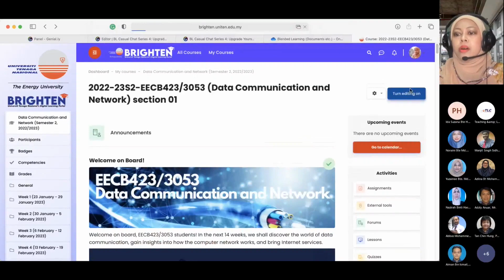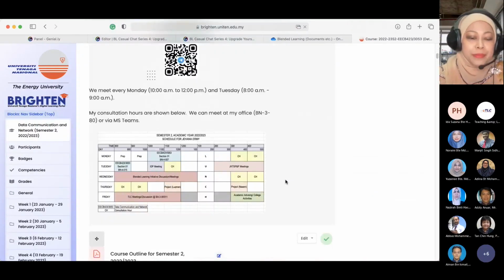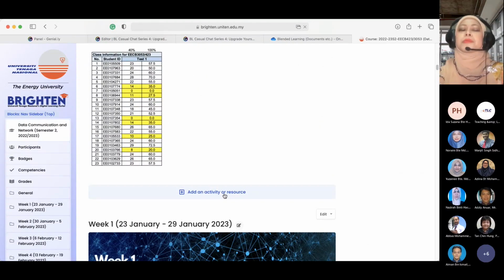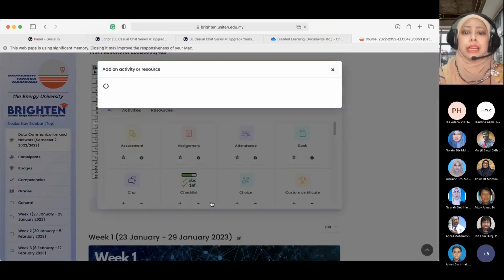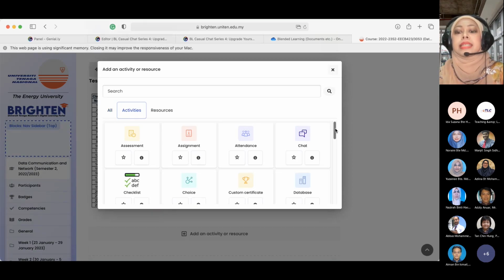Let's turn this thing on. Okay, after all, my students have perhaps gone home. Okay. Add an activity or resource. It's as simple as that. Something happens. Too much activity, perhaps? No. Okay, so hopefully you can see this. There are so many activities that you can put in. Preferably put all, or perhaps just filter them across as activities.